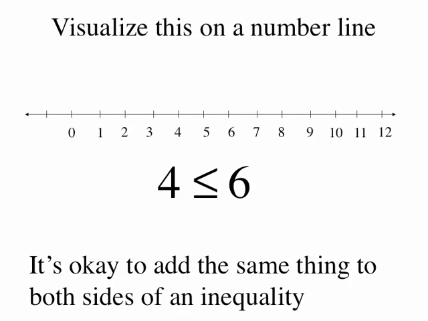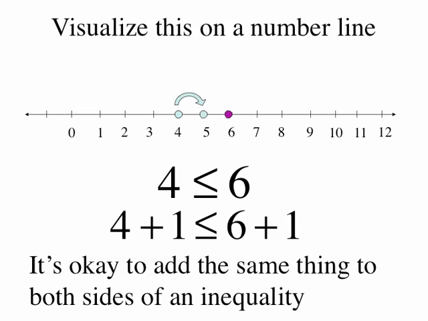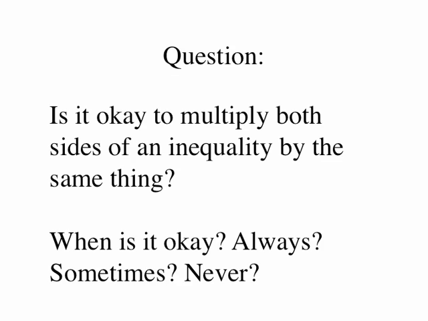To visualize this on a number line, let's plot the numbers 4 and 6. You can see that the blue dot representing 4 is less than the purple dot representing 6 on the number line. If we add the same thing to both sides of an inequality, it's as though we simply take these two dots and shift them both up by 1, but their position relative to each other stays the same.